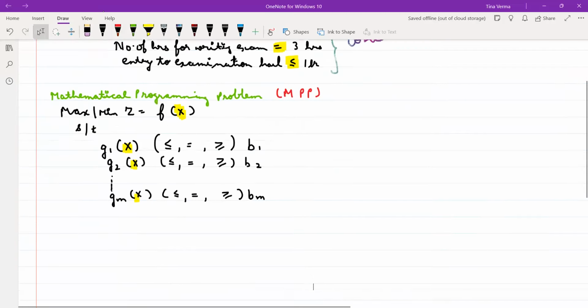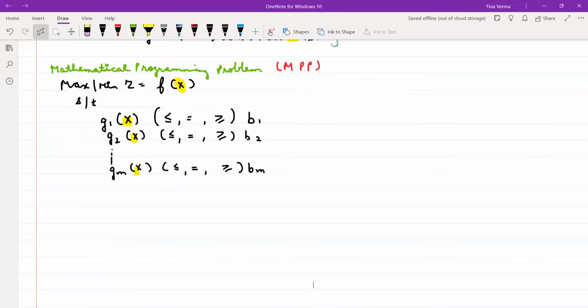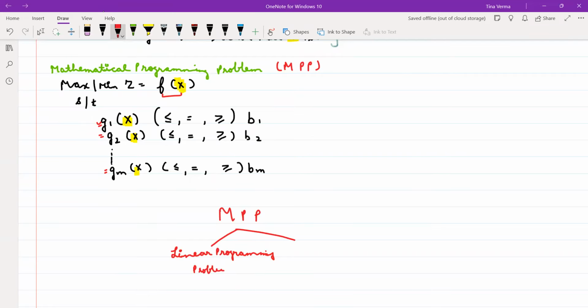Now, the functions which we are talking about, the function in the objective function or the function in your constraints, these functions can be either linear or non-linear, right? That means your mathematical programming problem can be of two types. One is your linear programming problem and one can be your non-linear programming problem.